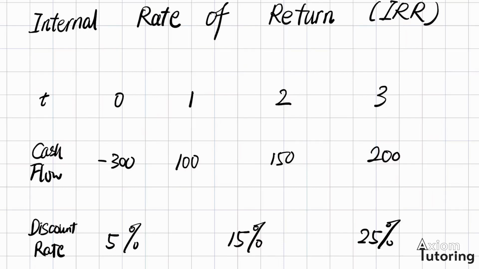Hi, in this video, let's take a look at the internal rate of return, or IRR, which is a common method used in investment appraisals. So the definition of internal rate of return is the discount rate that makes the project or the asset's NPV, or net present value, exactly zero. So the discount rate R that takes the NPV of this project to zero.